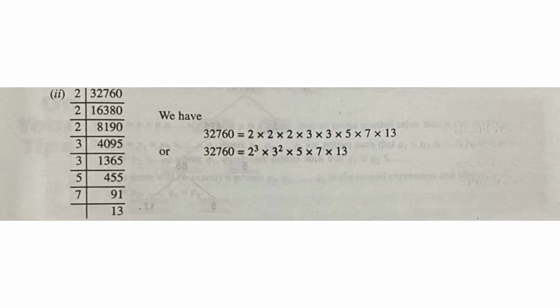455. Now it is not divisible by 3, so divide it by 5. You will get 91, and this 91 is divisible by 7, and when you will divide this 91 by 7 you will get 13. Now 13 is a prime number, so we can't divide it further, so you can write 32,760 as 2 into 2 into 2 into 3 into 3 into 5 into 7 into 13, which can be represented as 2 cube into 3 square into 5 into 7 into 13.